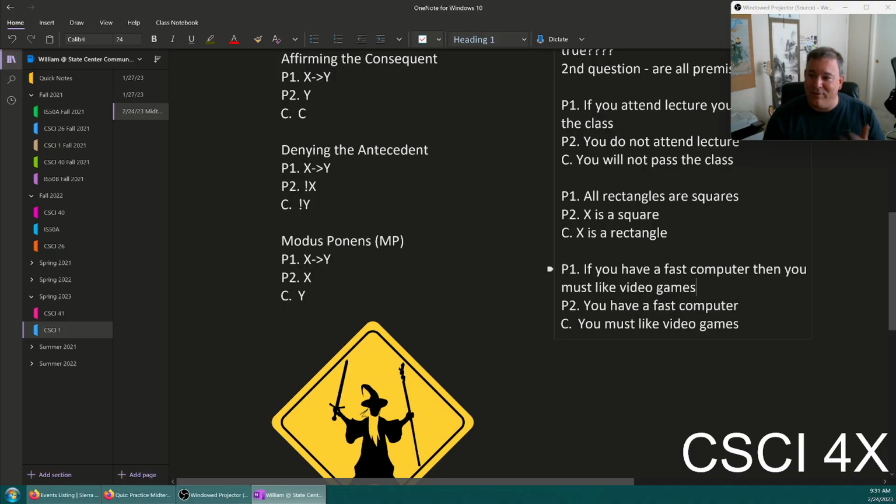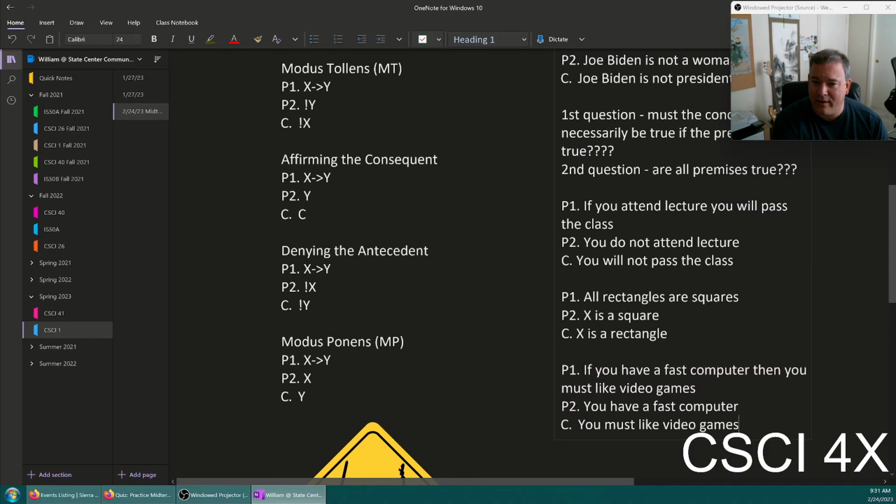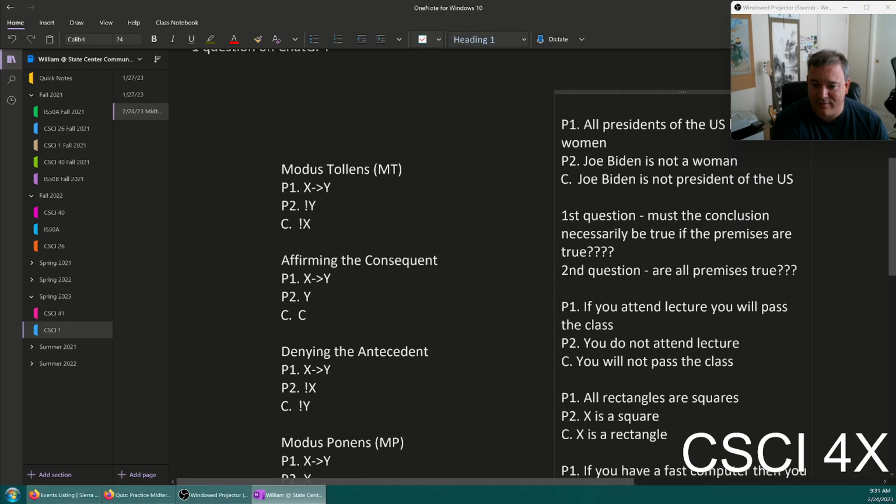Yeah. So you don't necessarily. This is not true. Okay. So it is valid but not sound. All right. So what I'd like for you guys to do now is I'd like for you to all write an argument that is affirming the consequent.